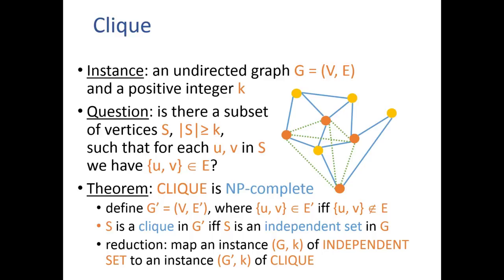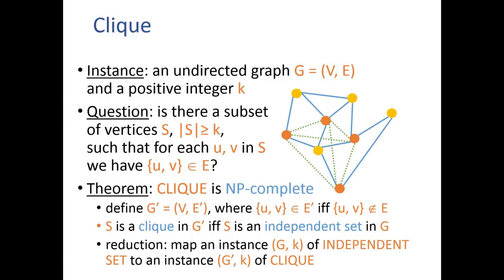So the argument now is, if there was an independent set of size k here, there's a clique of size k here, and it's exactly the same set of vertices. Conversely, if there is a clique of size k here, there was an independent set of size k here, and that was the same set. Okay, so now repeating the question.